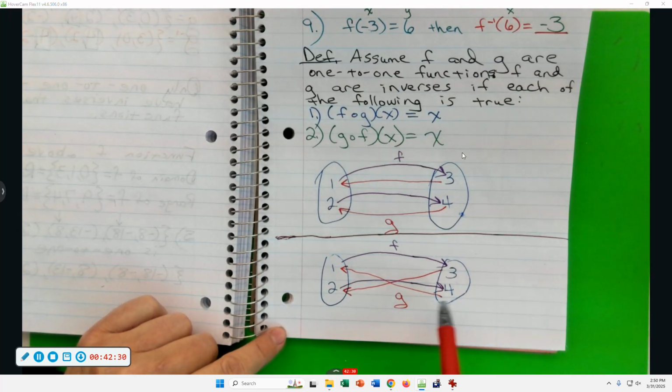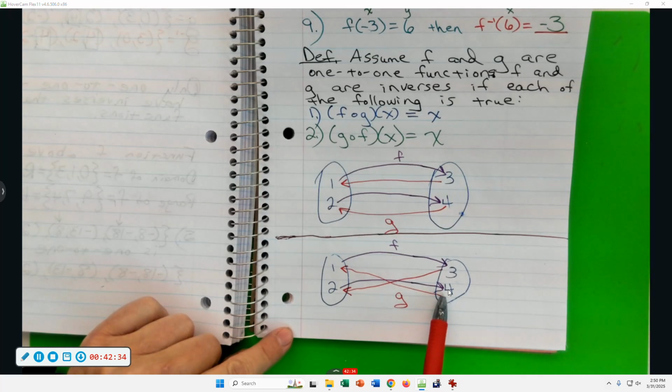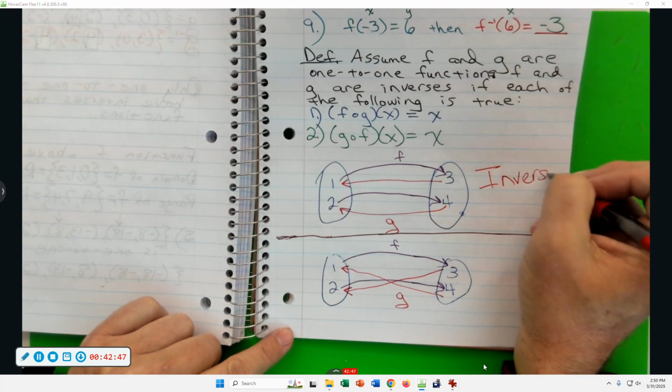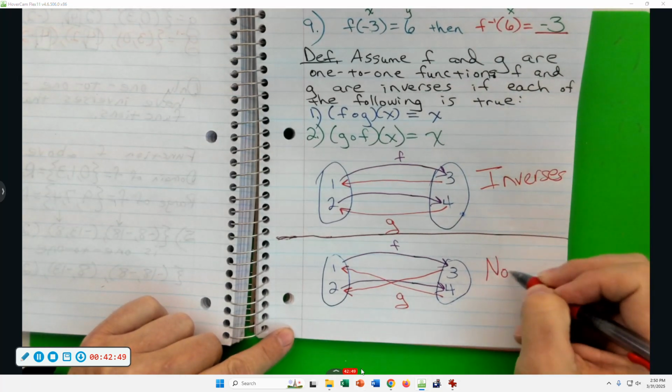If we had started at 4, 4 goes to 1. And then where does 1 go? To 3, you don't end where you started. So these are inverses. These are not inverses.